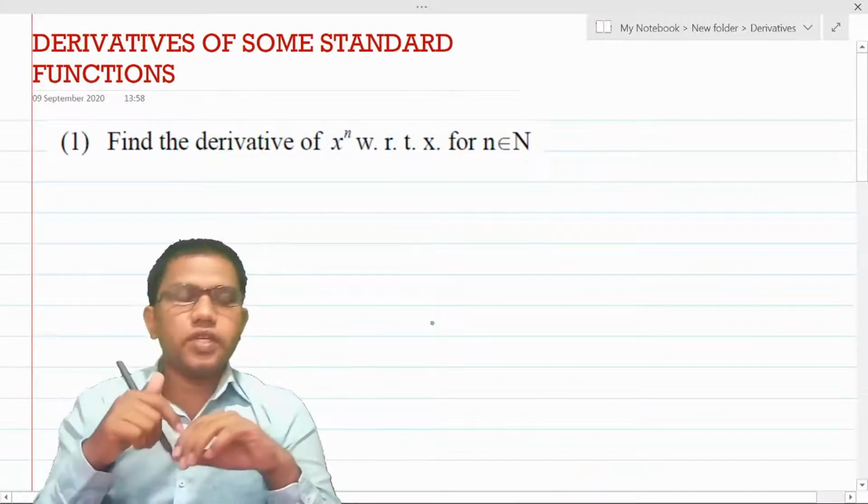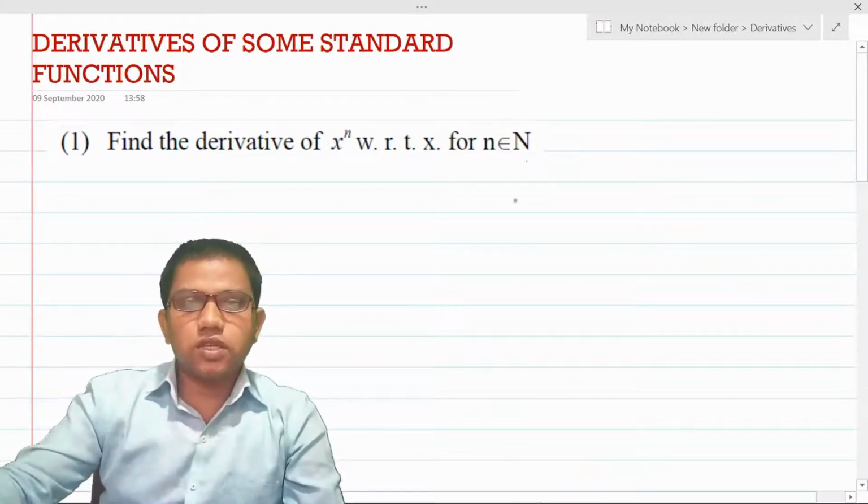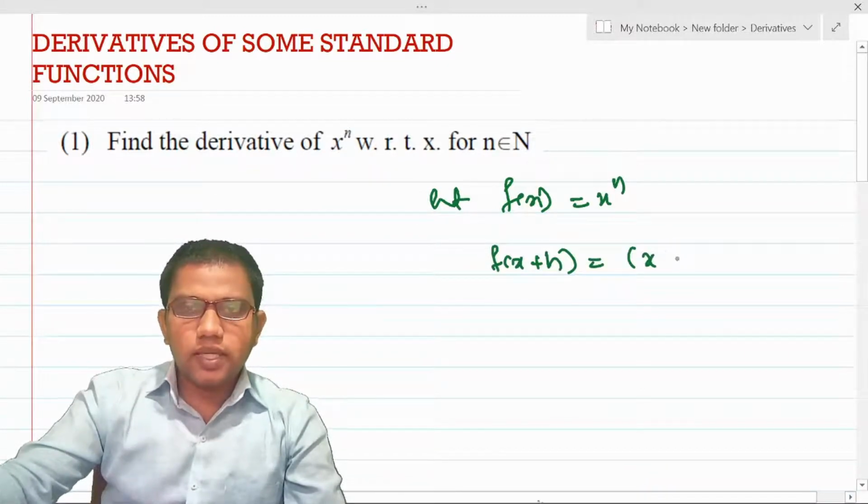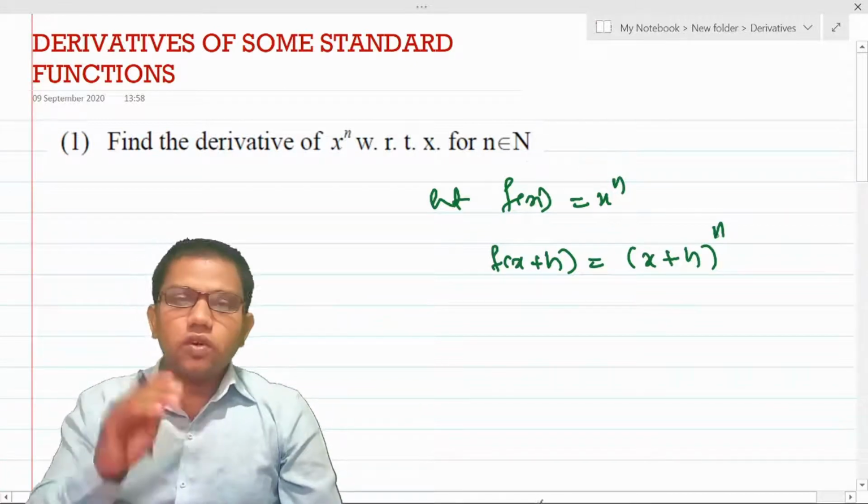Find the derivative of x raised to n. Now here y is equal to x raised to n, so let f(x) is equal to x raised to n. What is f of x plus h? Your f of x plus h should be, replace x by x plus h, raised to n. Now use the definition.